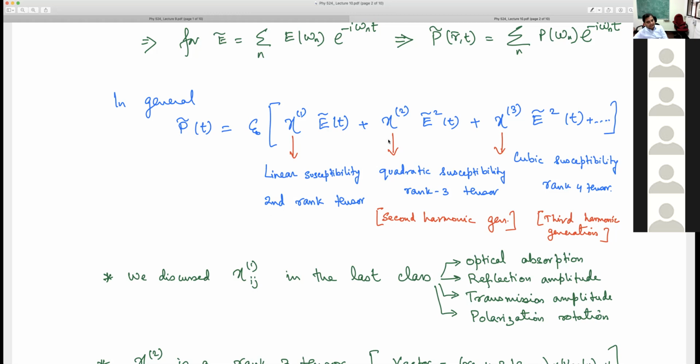Okay. And then when I come to the second order term, P is a vector. When I write E squared, E is a vector. Another power of E is a vector.